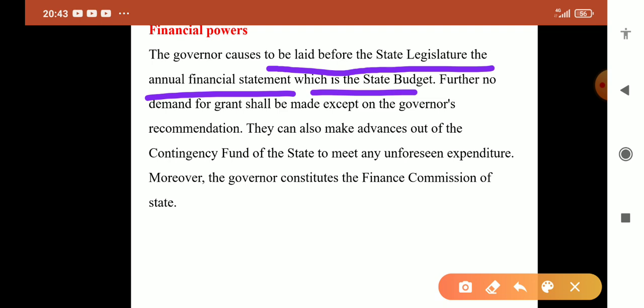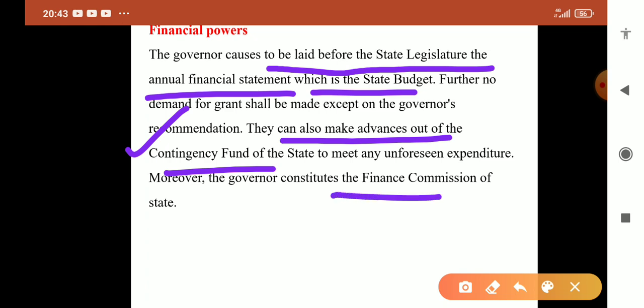They can also make advances out of the contingency fund of the state to meet any unforeseen expenditures. और एडवांस भी आउट ऑफ कंटेंजेंसी फंड. दो फंड होते हैं ना, एक कंसोलिडेटेड फंड, एक कंटेंजेंसी फंड. तो ये एडवांस में कंटेंजेंसी फंड से फंड दिया जा सकता है ऑन द रिकमेंडेशन ऑफ गवर्नर. मोरओवर द गवर्नर कॉन्स्टिट्यूट द फाइनेंशियल कमीशन ऑफ द स्टेट आल्सो, राइट.